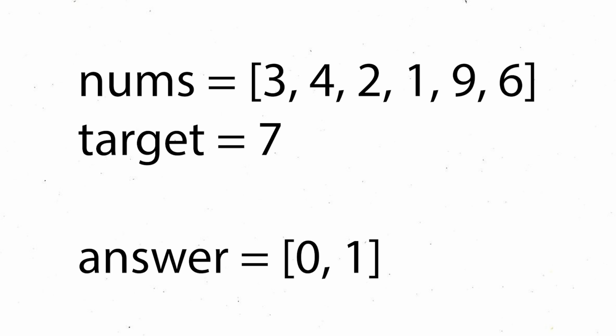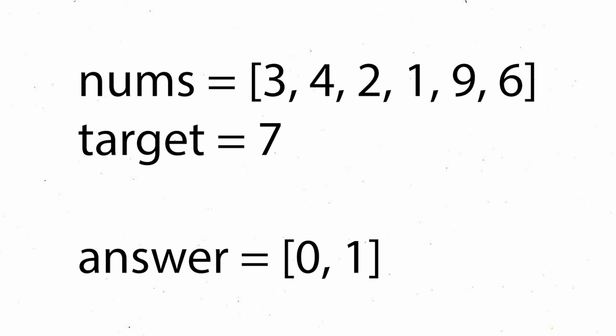In this video, we're going to go over a very famous data structures and algorithms problem, Two Sum. This is a cool problem because it helps showcase how a hash map can help us speed up the time complexity of our algorithms. So here's the problem. Given an array of numbers, like in this example, we have 3, 4, 2, 1, 9, 6.